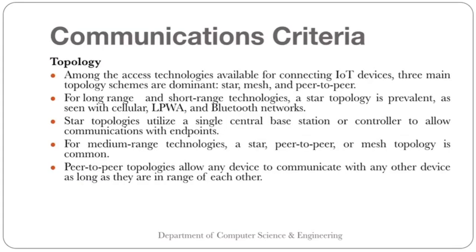Then we have topology. The next communication criteria is topology. Among the access technologies available for connecting IoT devices, three main topology schemes are dominant: star, mesh and peer-to-peer. For long range and short range technologies, a star topology is prevalent, as seen with cellular, low power wide area and Bluetooth networks. Star topologies utilize a single central base station or controller to allow communication with endpoints.